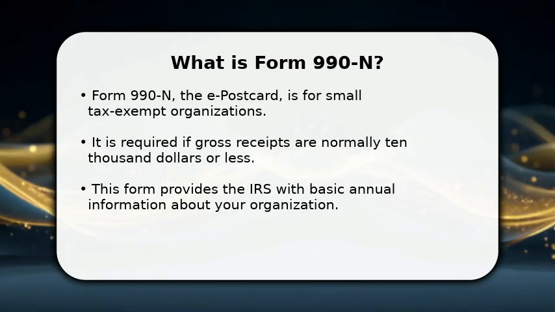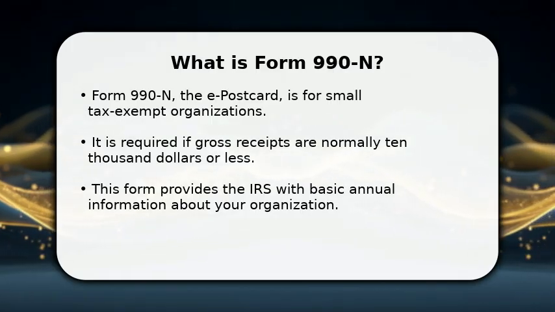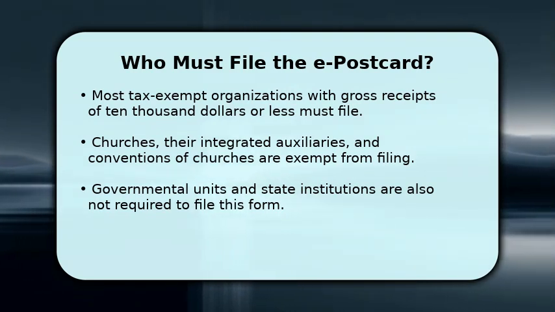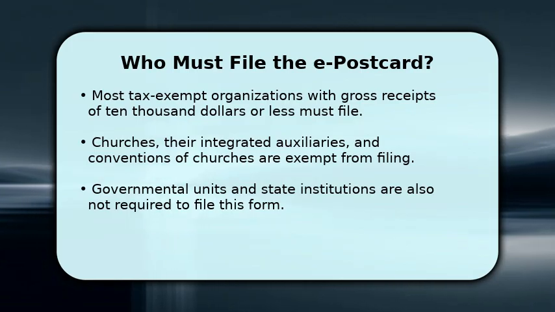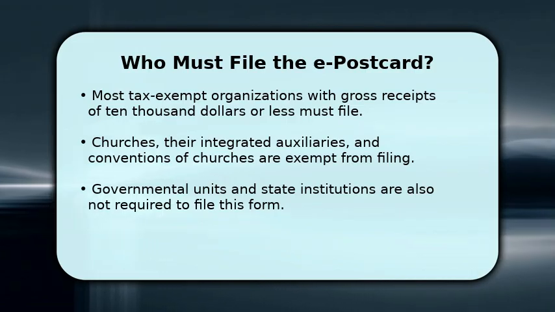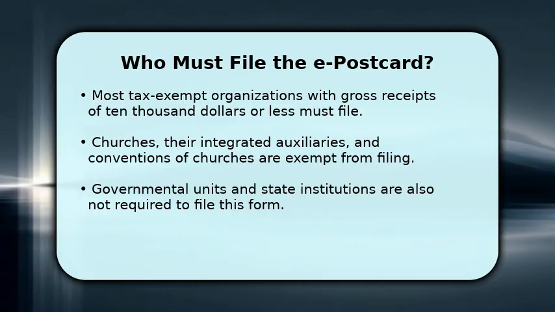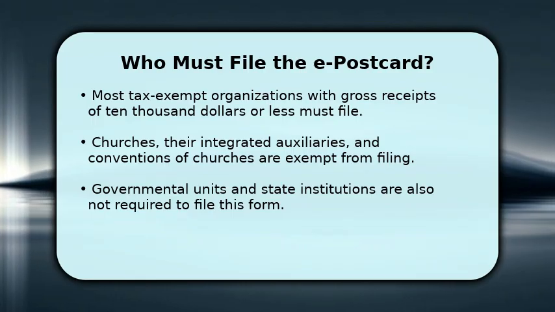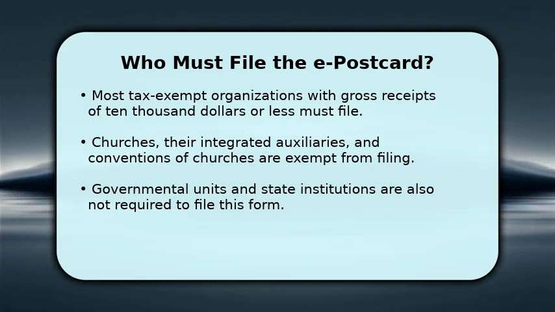We will cover who needs to file and how to complete it. Understanding who must file is crucial for compliance. Generally, if your organization is tax-exempt and has gross receipts of $10,000 or less, you must file the e-postcard. However, certain organizations, like churches, their integrated auxiliaries, and governmental units are exempt. You will need your employer identification number, or EIN, and the tax year for which you are filing.